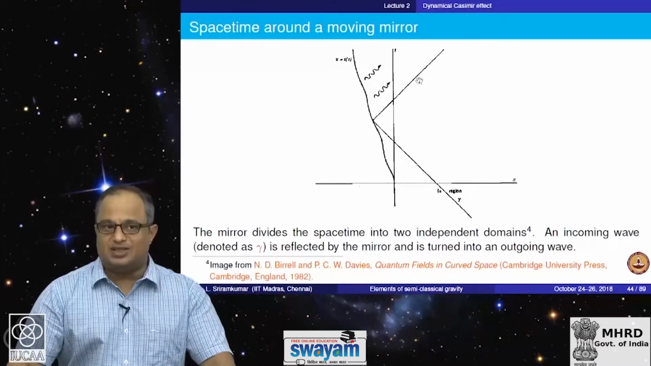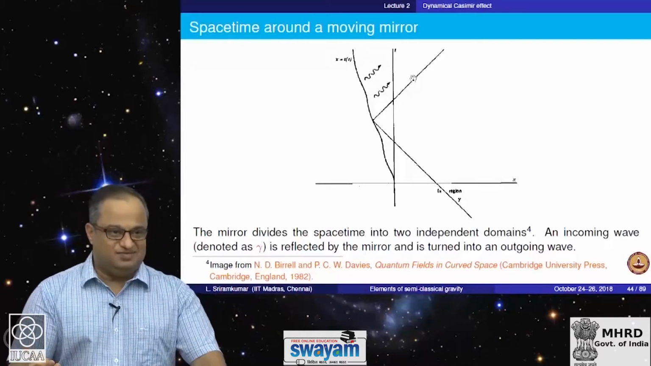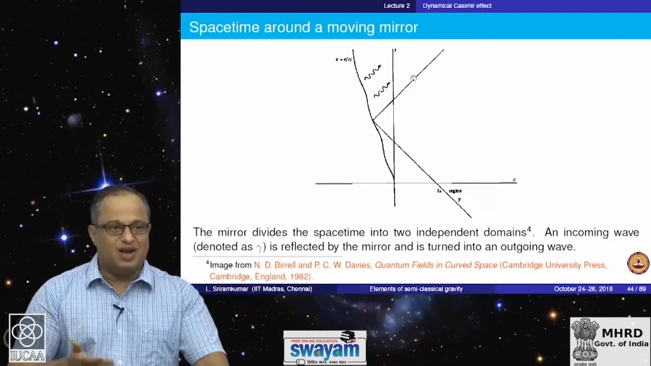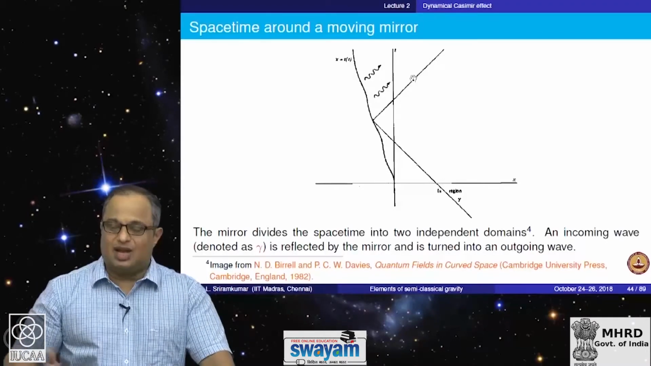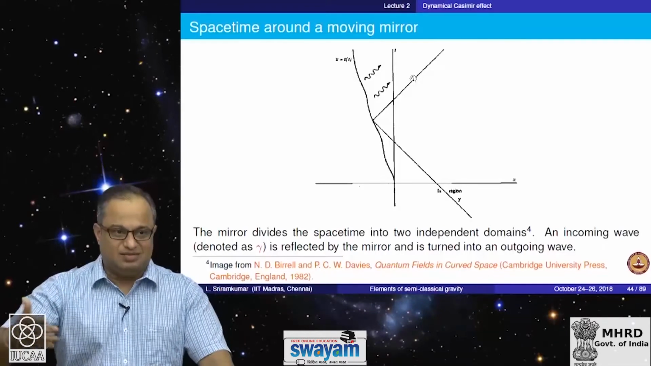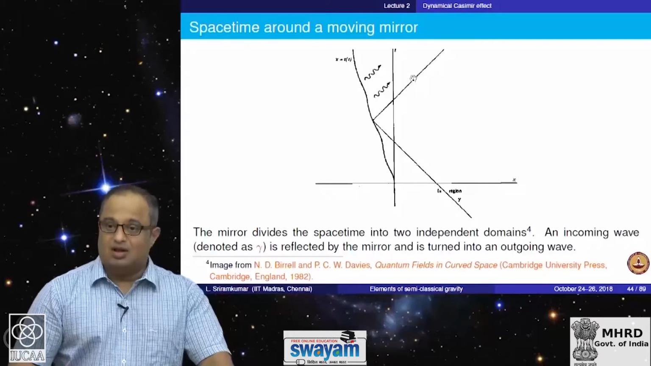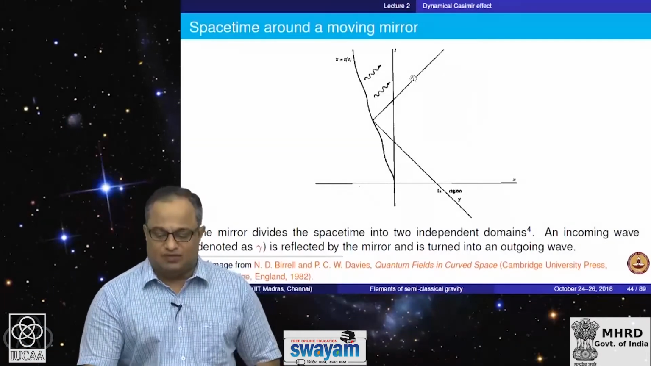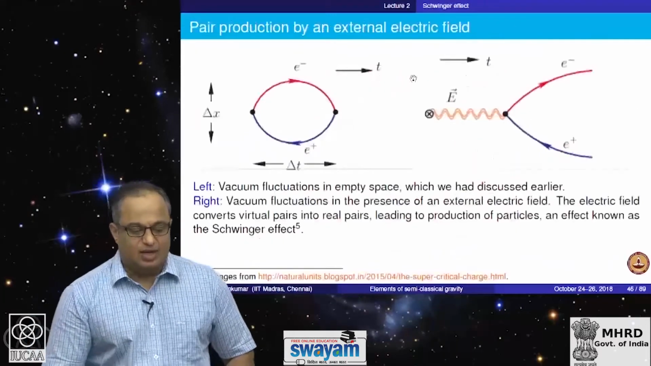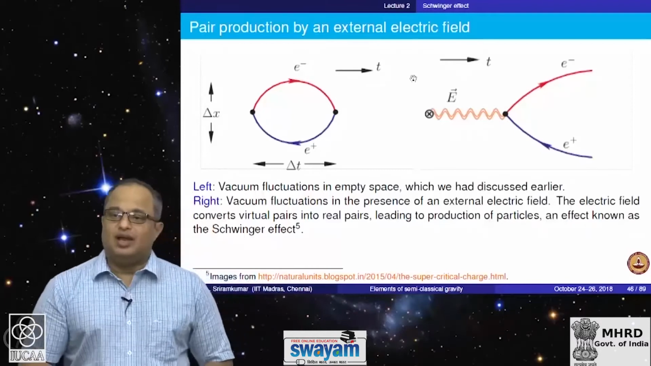Of course, you will be puzzled by where these quanta are coming from, where is the energy coming from? Well, it is given by the energy provided for the motion of the mirror. Some of that energy is converted into the particles corresponding to the quantum field. So, that was the case of the dynamical Casimir effect. Let us go on to discuss the Schwinger effect, which is pair production in an electric field.